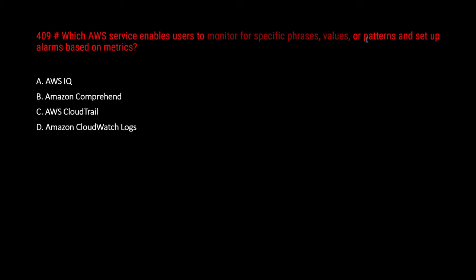Monitor for specific phrases, values, patterns. So they are basically talking about logs, right? When you run an application, there will be logs, but you can specify some phrases, values, patterns, and you can set up alarms on top of those metrics. There is only one service which you can use to do that, which is AWS CloudWatch Logs.